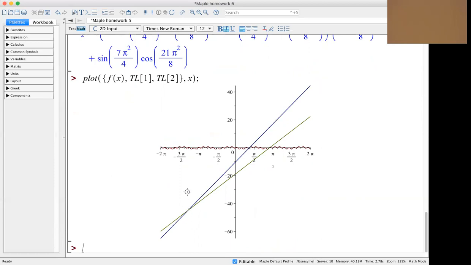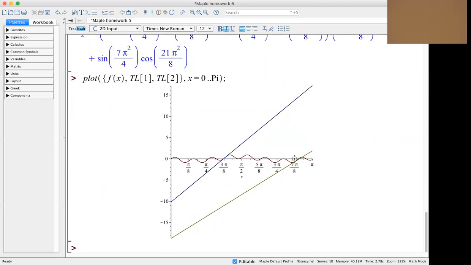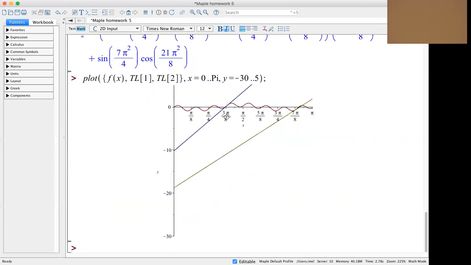So it's just to see what's going on slightly. Let me just plot this from maybe 0 to pi. So this is sort of what's going on. And let me just restrict the range. Okay, so here at 3 pi over 8 is the tangent line. Here at 7 pi over 8 is the tangent line.